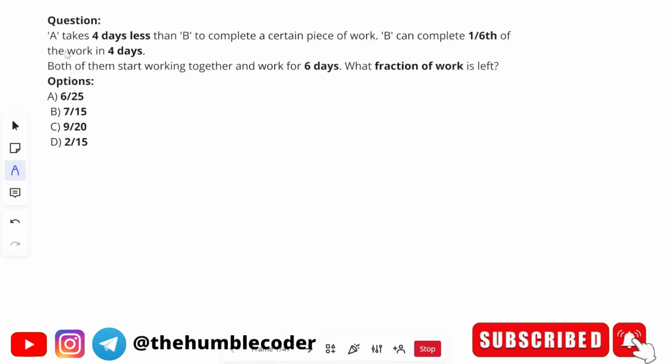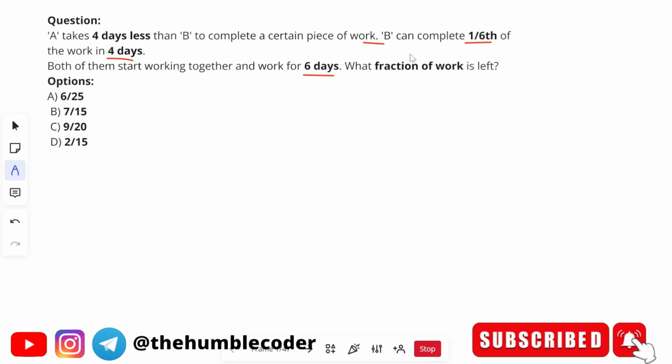Let's look at this question that we have. A takes 4 days less than B to complete a certain piece of work. B can complete 1/6 of the work in 4 days. Both of them start working together and work for 6 days. What fraction of work is left? We have different options as fractions. So let's see how we can solve this question.